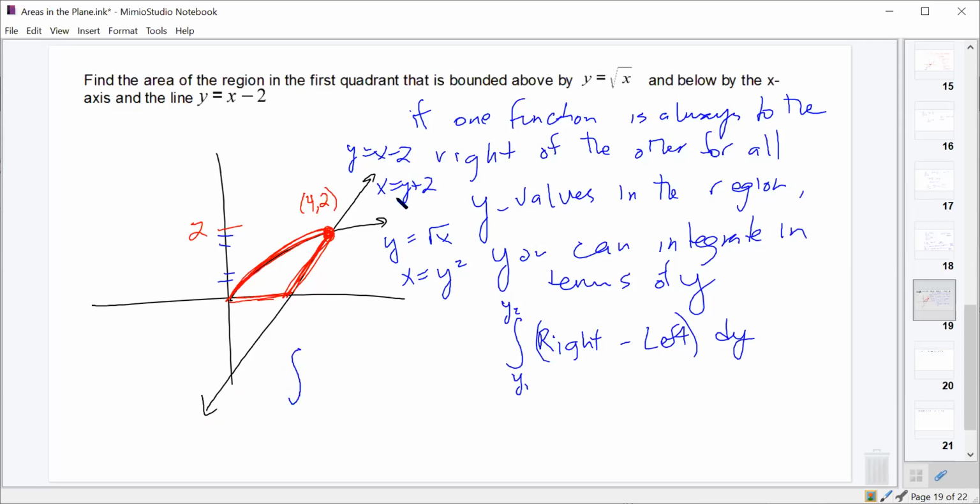So we have to turn it into terms of y. So what's our lowest y value of this region? 0. And what's the highest y value of this region? 2. So we'll integrate from 0 to 2, the rightmost function, which was x equals y plus 2, minus the leftmost function, which is y squared, dy. Good or no?